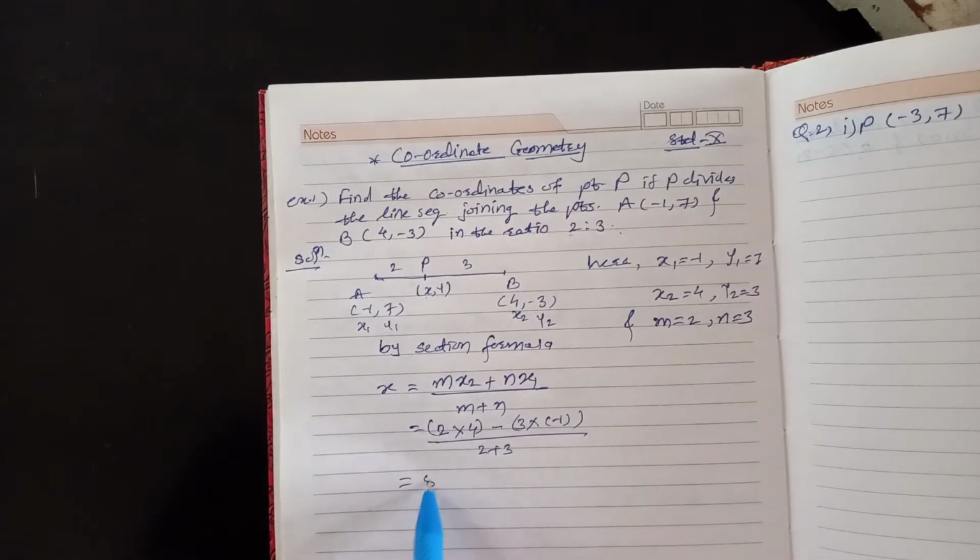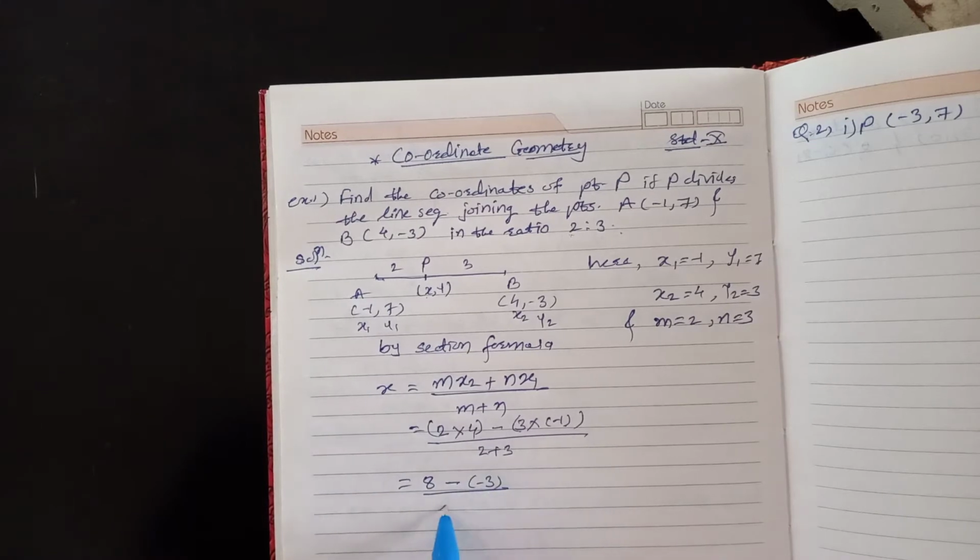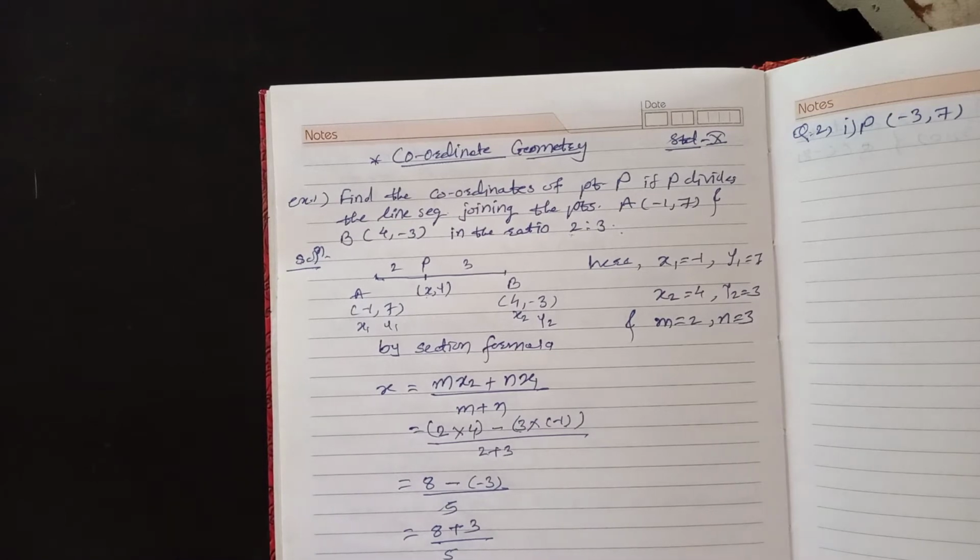So this is 2 times 4 is 8. Then 3 into -1 is -3, with this minus sign. 2 plus 3 is 5. So 8, minus minus becomes plus, 3, upon 5. So x comes to 8 plus 3, 11 upon 5. 11 upon 5. See, this is a very simple example.